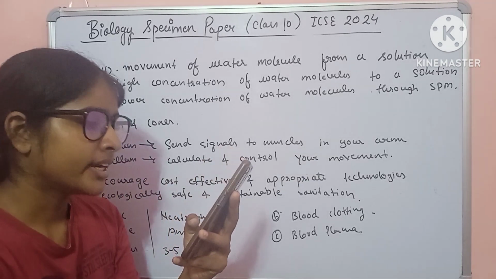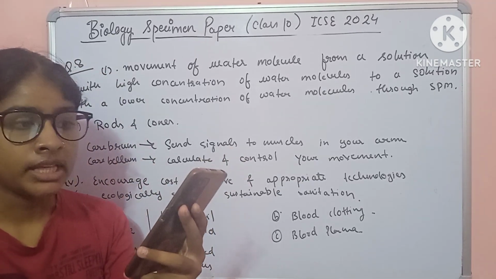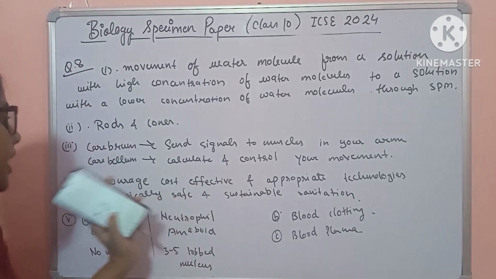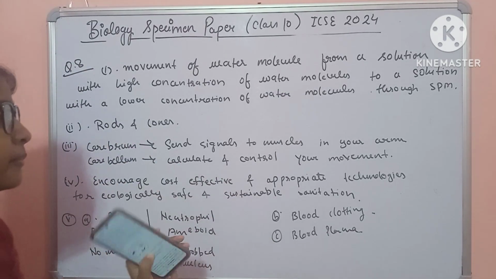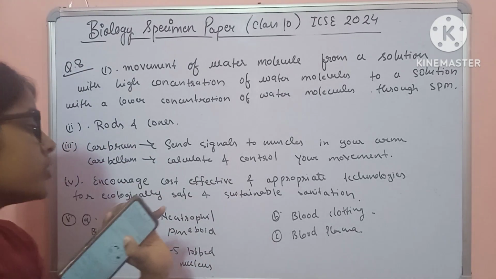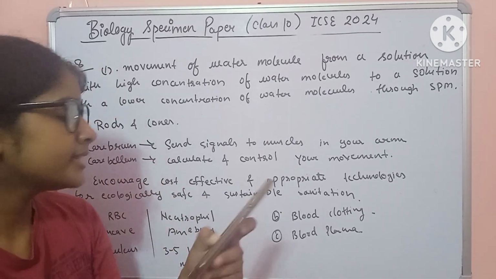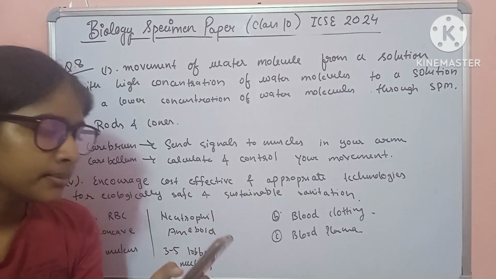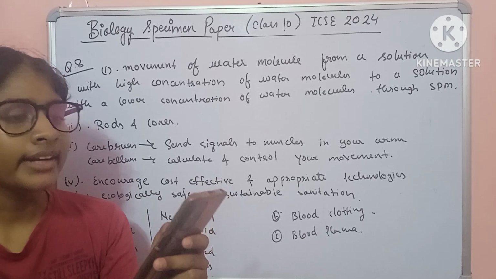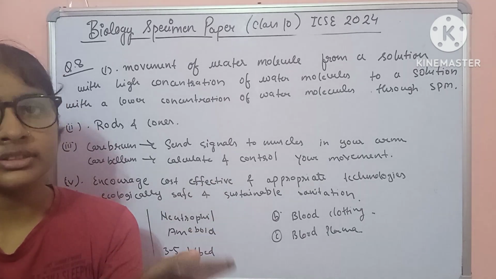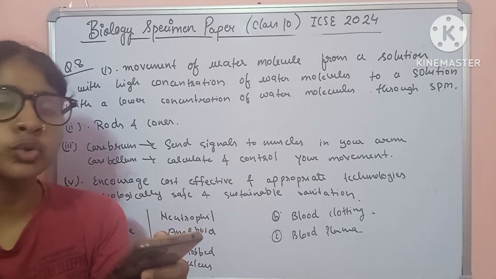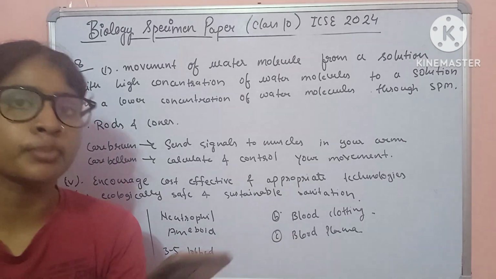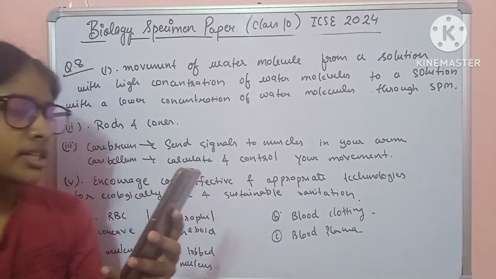State any two objectives of Swachh Bharat Abhiyan. Encourage cost-effective and appropriate technologies for ecological, safe and sustainable sanitation. In this part of the question, you can write according to your own logic and thinking. Okay, so what is the main aim of Swachh Bharat Abhiyan? Okay, now see the fifth.